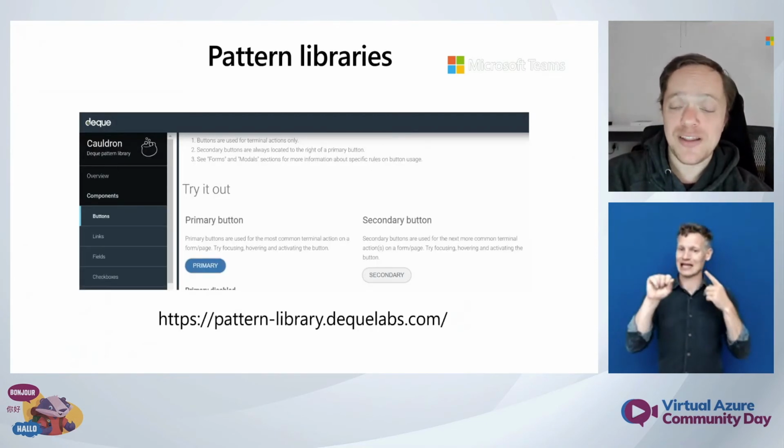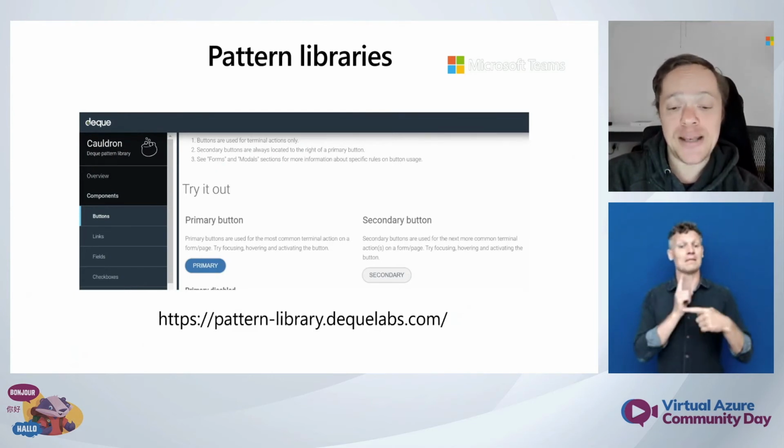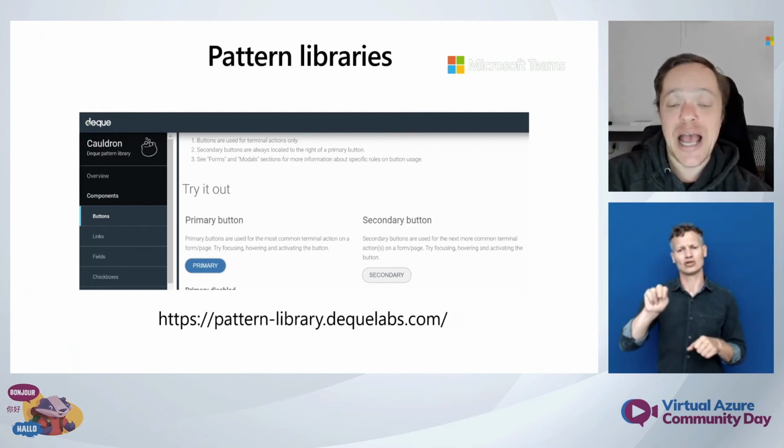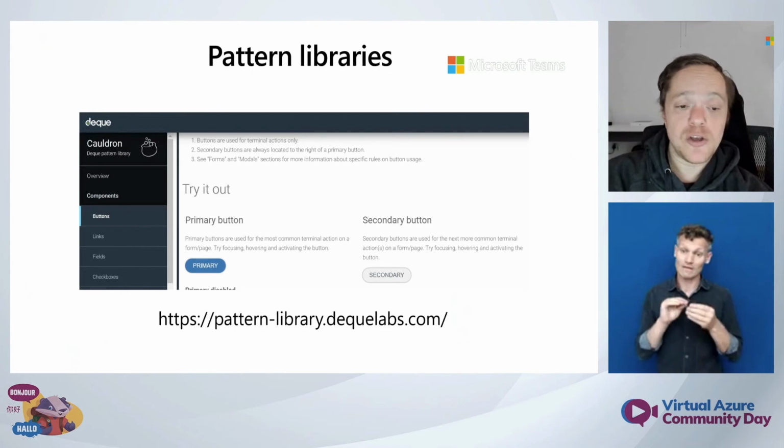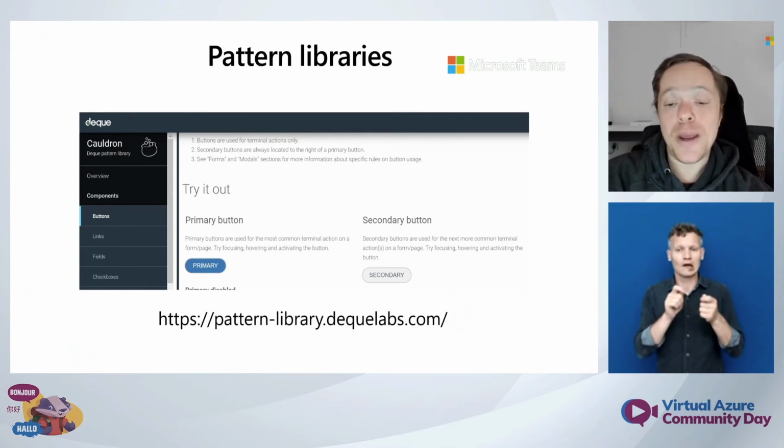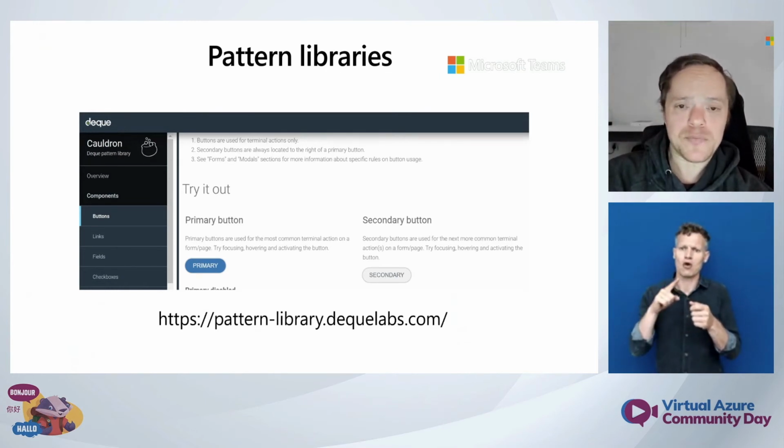You can also use upfront instead of bolt-on pattern libraries. And pattern libraries, also from DQ Labs, allow you, instead of looking at how to fix your problems afterwards, to fix them upfront, in your buttons and your links, to be able to create accessible web pages and apps.